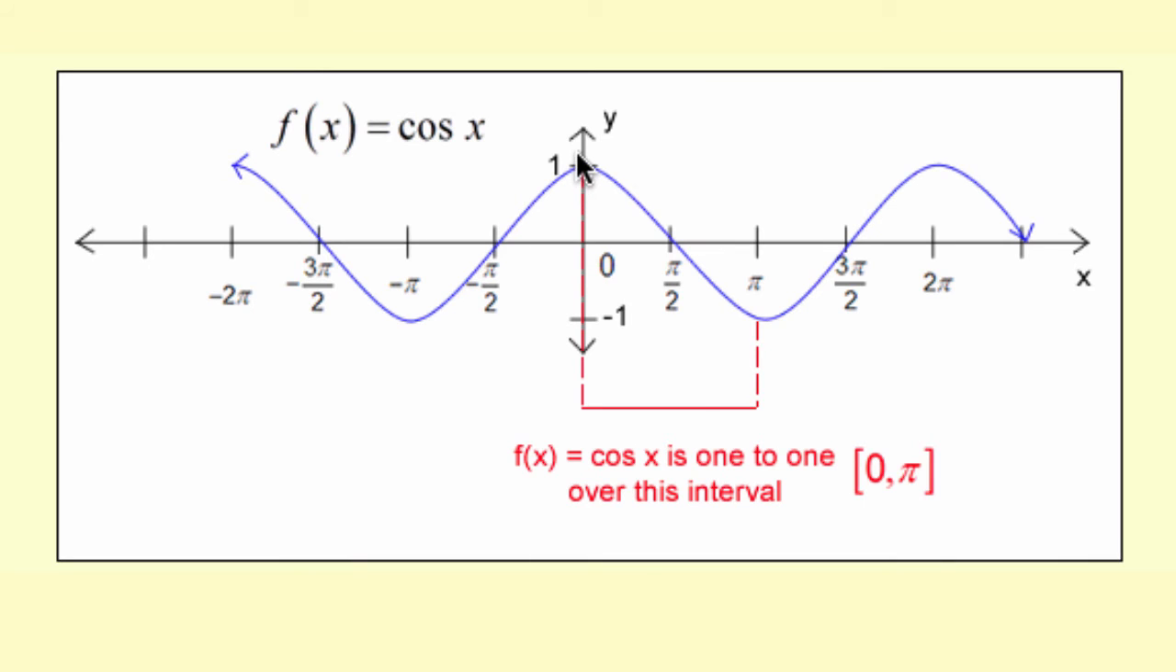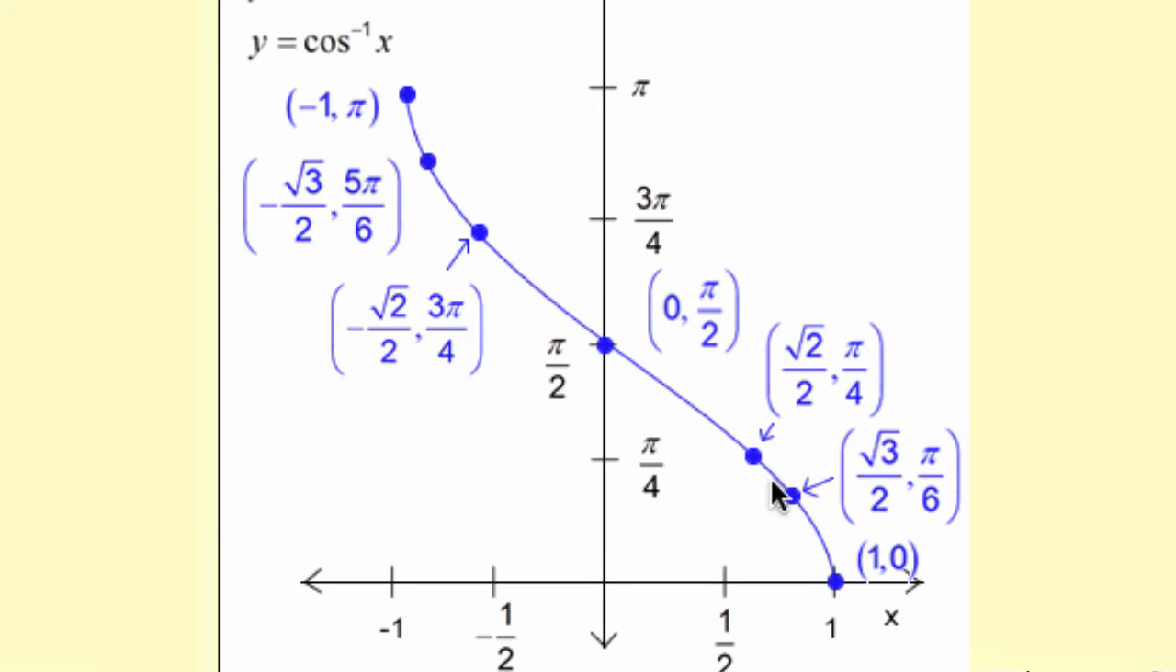Cosine function, we can't use negative pi over 2 to pi over 2 because it's not one-to-one over that interval. So instead we use 0 to pi. It is one-to-one over that interval. So here's what it looks like. It's like that vertical piece of a periodic function. Remember, the inputs are the ratios of the triangle, and the outputs are the angle measures in radians.